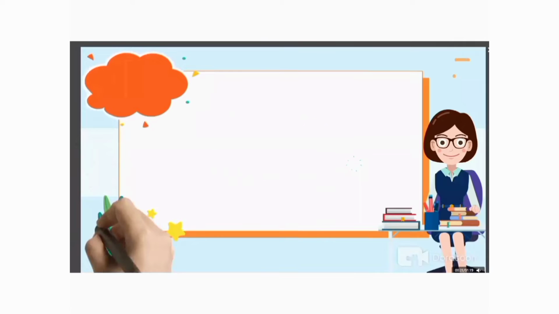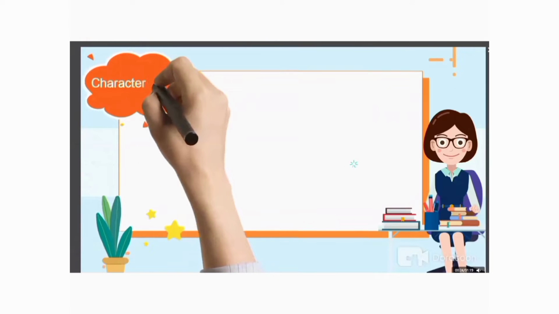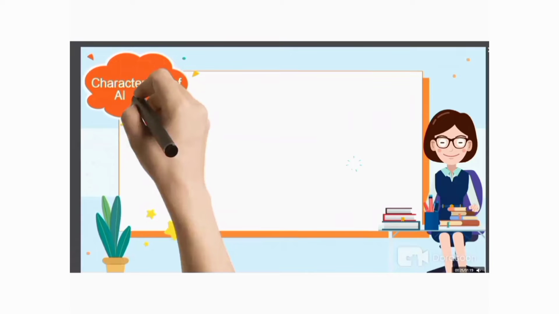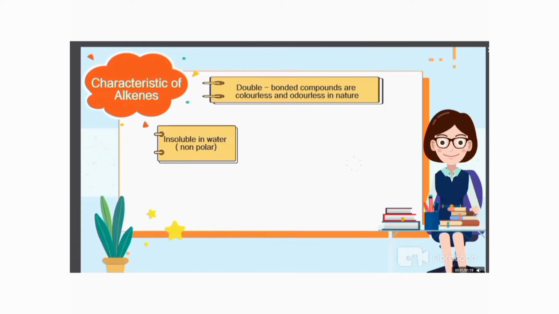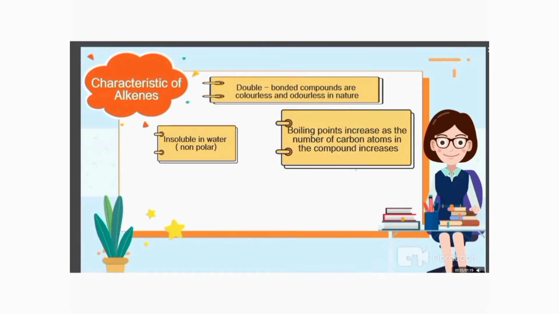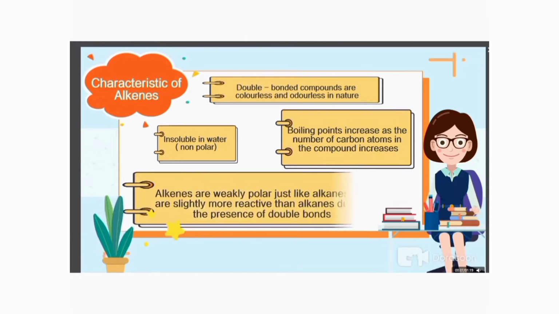Now, we're gonna study the characteristics of alkenes. Alkene is a double bond compound and is colorless and also odorless in nature. Alkene is insoluble in water, or we can call it a nonpolar compound. And the boiling point increases as the number of carbon atoms in the compound increases. Alkenes are weakly polar just like alkanes but are slightly more reactive than alkanes due to the presence of double bonds.